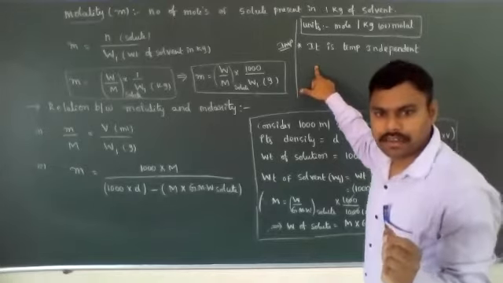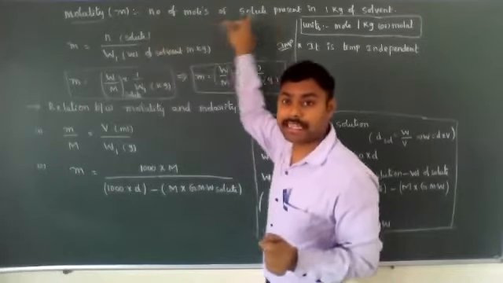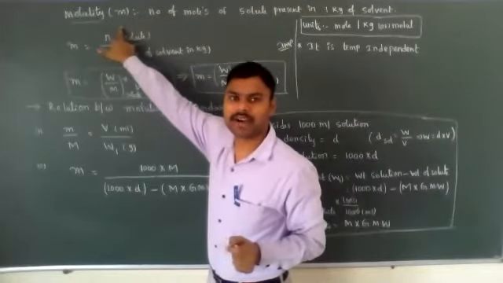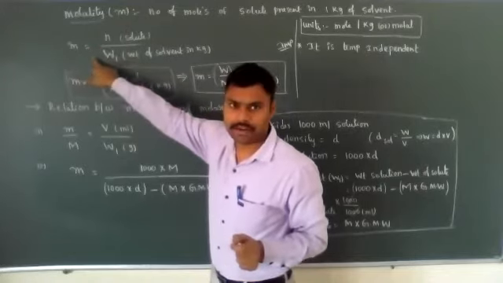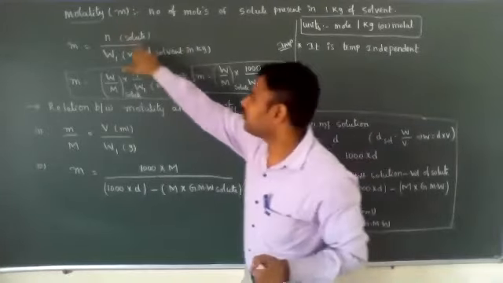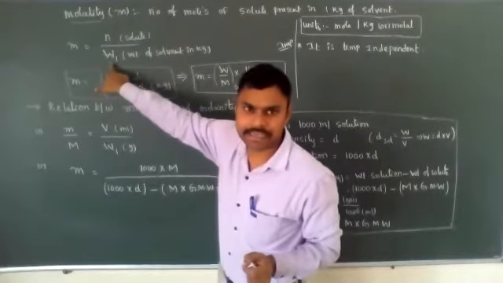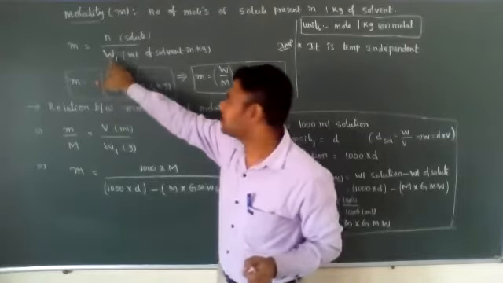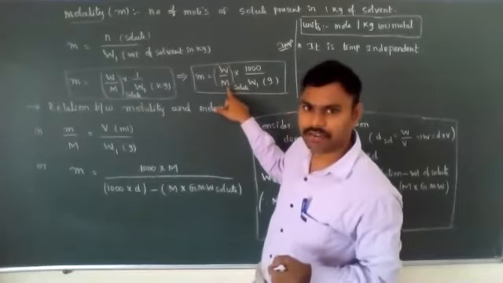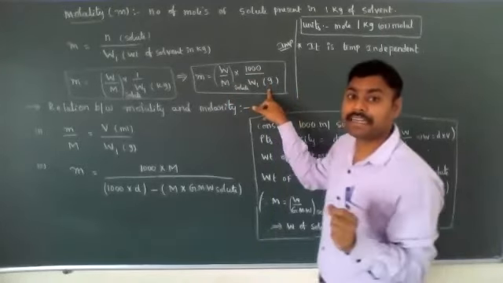Molality means the number of moles of solute present in 1 kg of solvent. Now see the molality formula: number of moles of solute by weight of solvent in kgs. Nischal, understood? The weight of solvent in kgs I represented as W1. Again this formula I converted in this way: weight by gram molecular weight of solute into 1000 by weight of solvent in grams.